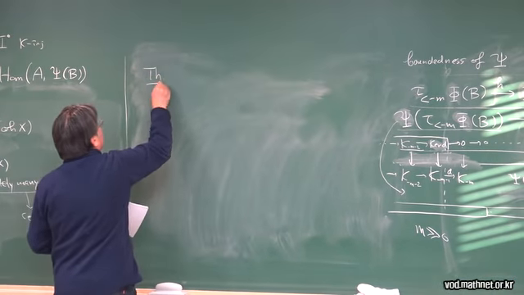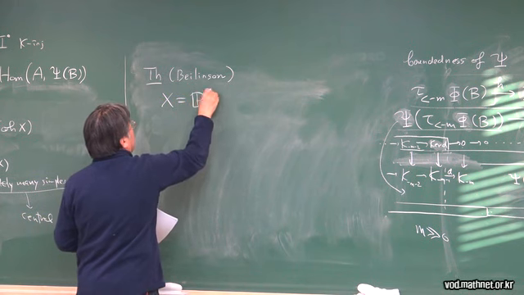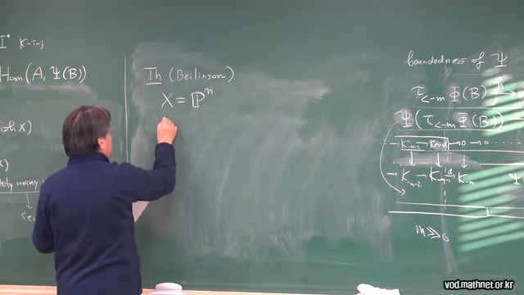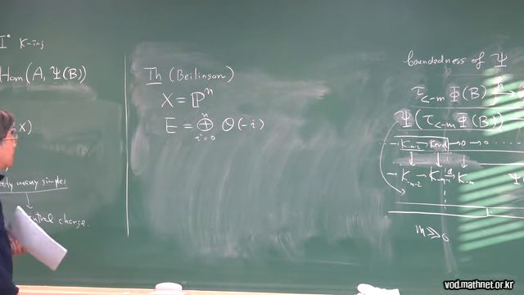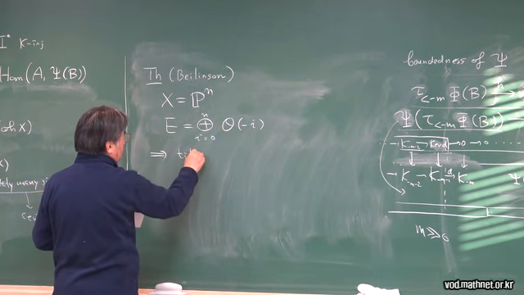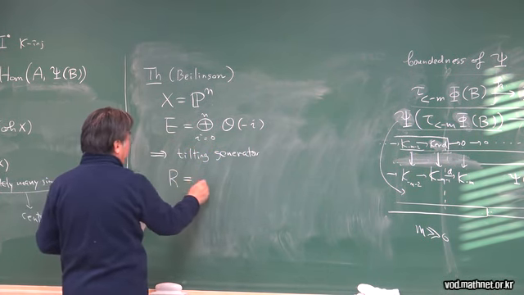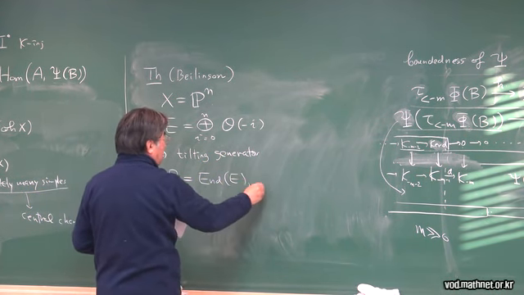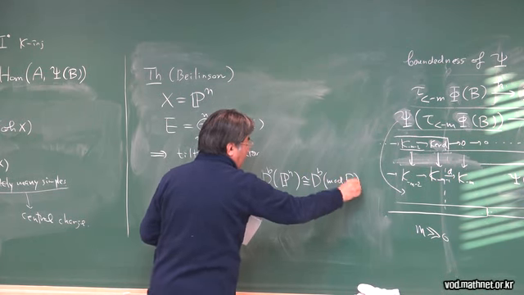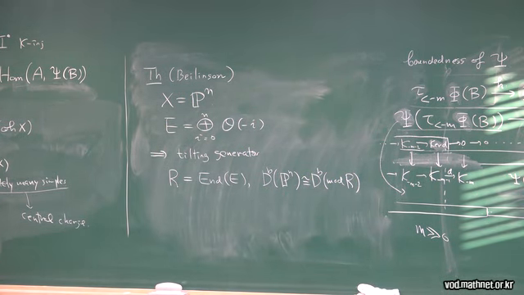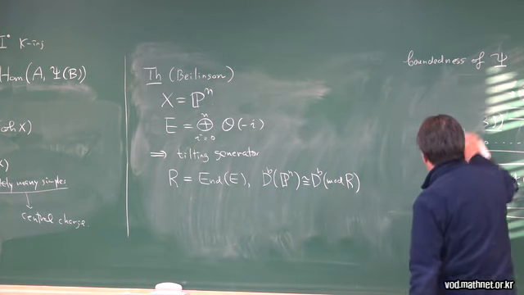So this is a very famous theorem by Beilinson. Let X be n-dimensional projective space, and E is the direct sum of O(-i), where i is from 0 to n. Then this is a tilting generator. So in particular, if I put R to be the endomorphism algebra of E, then D^b of P^n is equivalent to D^b of mod-R. This is the very famous Beilinson theorem, which was proved in the late 70s, maybe 79 or something.